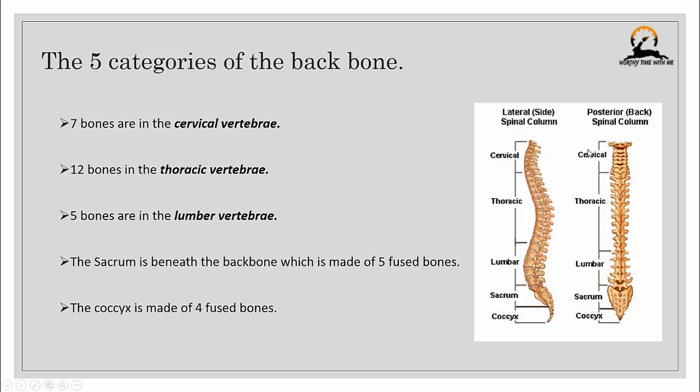Next, this cervical vertebrae is made of 7 bones. Next, the thoracic vertebrae is made of 12 bones. The lumbar vertebrae is made of 5 bones. The sacrum is beneath the backbone, which is made of 5 fused bones. When I say fused, they're mixed together. And the coccyx is made of 4 fused bones. All together, when you add them all, you will get 33.